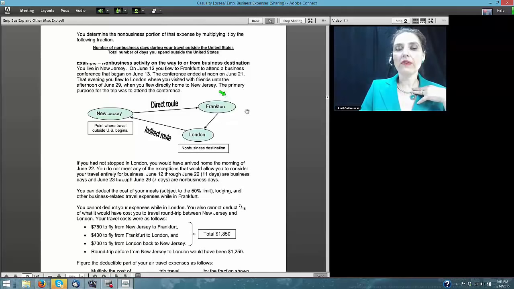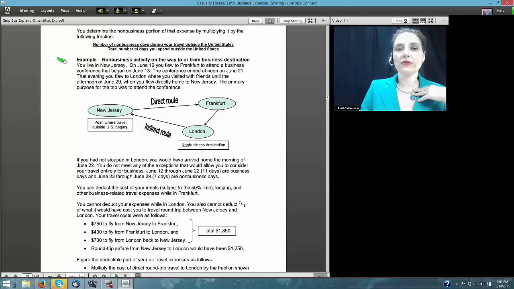But on the way home, they don't fly back to New Jersey directly. Instead, they go through London. So there's a non-business stop on the way home. You live in New Jersey on June 12th, and you flew to Frankfurt to attend a business conference that began June 13. Your conference ended at noon on June 21, and that evening you flew to London, where you visited with friends until the afternoon of June 29, when you flew directly home to New Jersey.